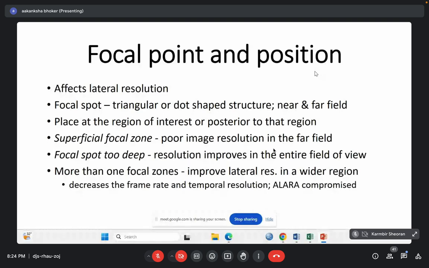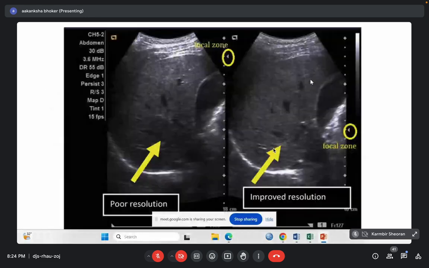Another important thing is focal point and position. Focal point is generally represented on the screen in the form of a triangle. The area before the focal point is the near field and beyond that is the far field. And as I have already told you, the lateral resolution is maximum in the region of the focal spot. So what can we do about it? We will move to the next slide. Suppose this is the triangle, this is the focal zone. If the focal zone is placed high, this much is the near field and this much is the far field. So the lateral resolution beyond this focal spot is very poor.